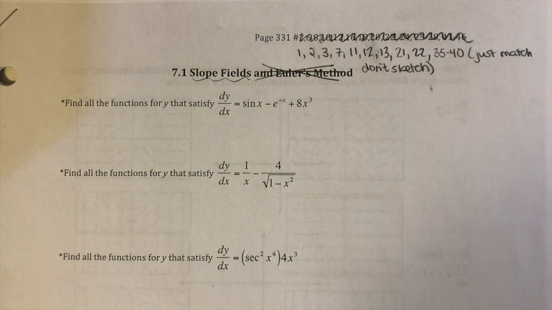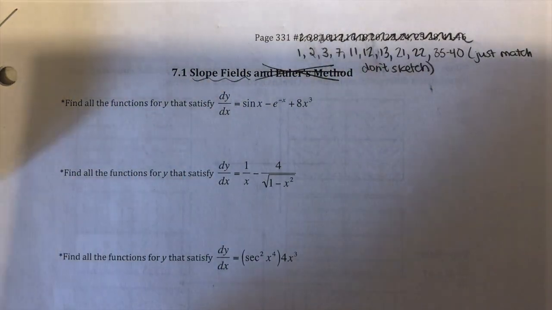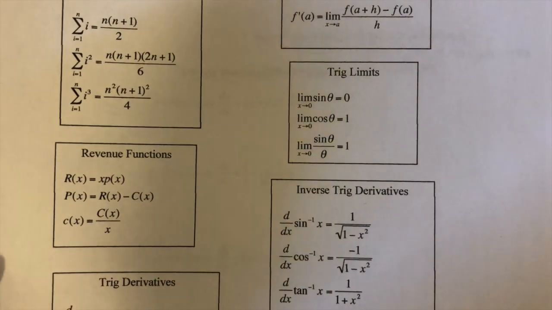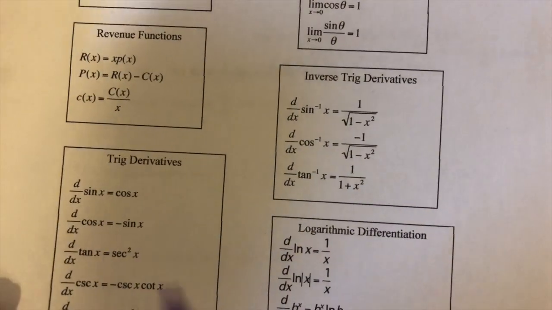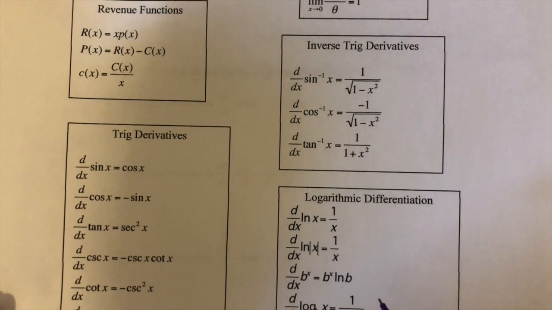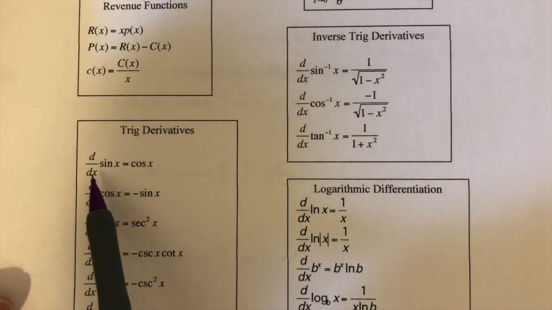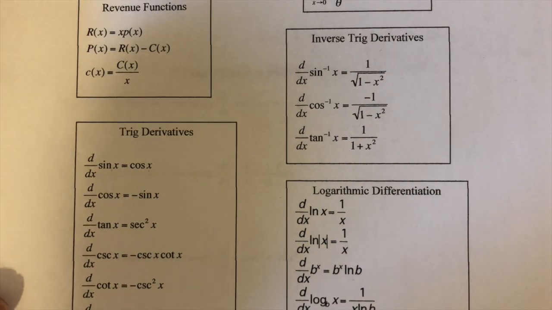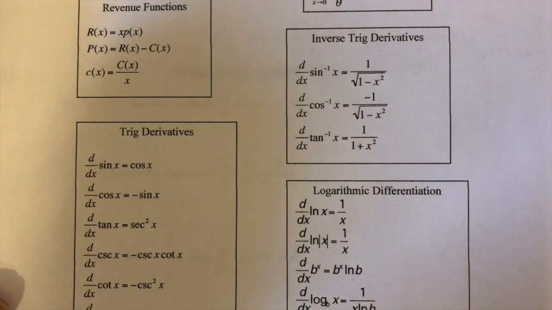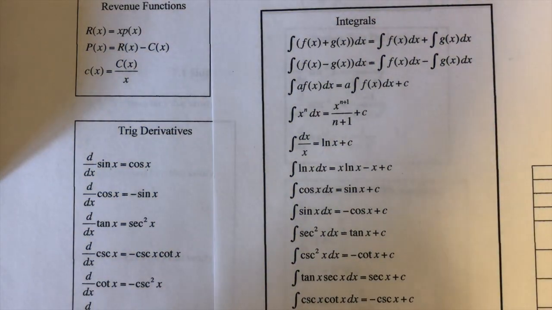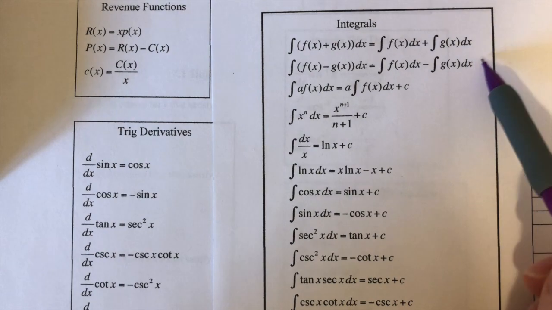So the first thing that I want to look at is actually our identity sheet. On this we have a bunch of derivatives, right? So this is the first page. We have a bunch of derivatives. So it tells us that the derivative of sine x is cos x, okay? Now, if we think about this backwards, on the next page is a list of integrals.